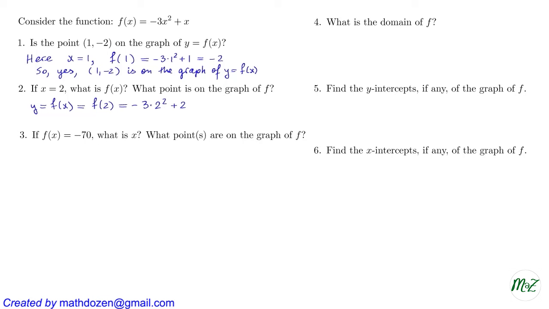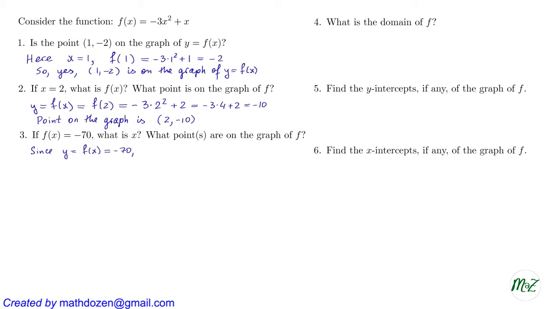Now, if we're given that x is equal to 2 and we would like to know what f of x is, we just take the formula for the function and plug in x equals 2. So f of 2 is negative 3 times 2 squared plus 2. That gives us negative 3 times 4 plus 2. That's negative 12 plus 2. That's negative 10. So the value of the function is negative 10, and the point on the graph is (2, negative 10).